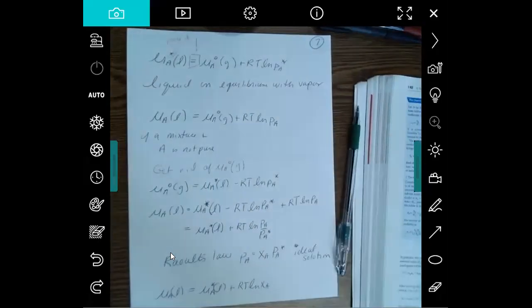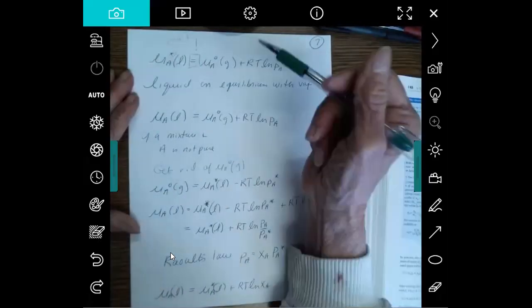If that wasn't true, you'd have some gas move back to the liquid phase or some liquid move to the gas phase. So they're in equilibrium with each other when their chemical potentials are the same, because otherwise a change in chemical potential would result in lowering Gibbs free energy, and you would have that movement.